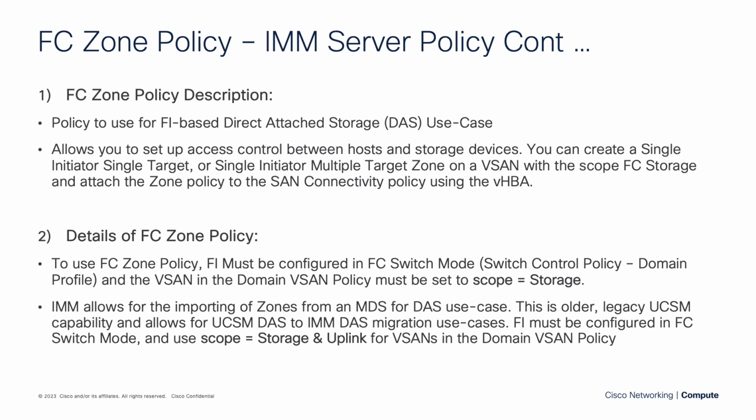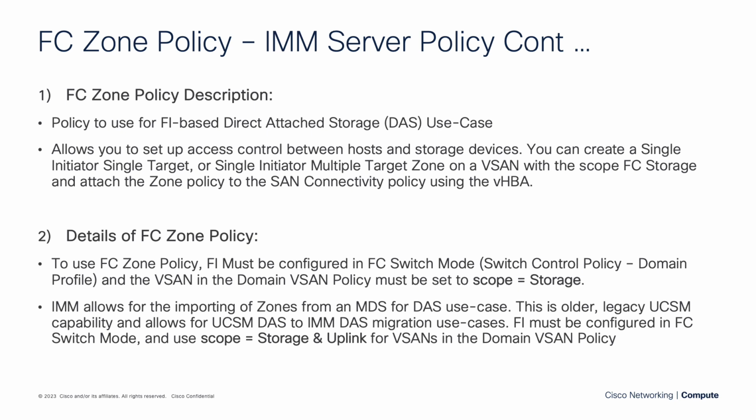Now, to use this FC zone policy, again, you must be in a direct attached storage use case. Your FI is going to need to be configured in Fibre Channel switch mode, and that is done with the switch control policy that's part of your domain profile. Be warned, that is a disruptive change. And also, for the vSAN configured in the domain vSAN policy, you must set that scope to storage.